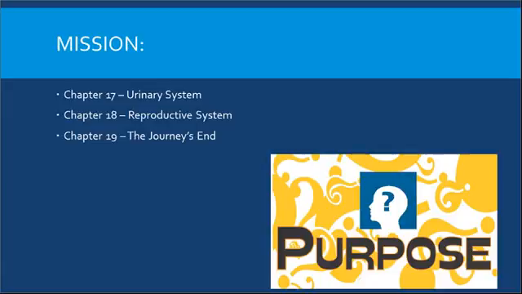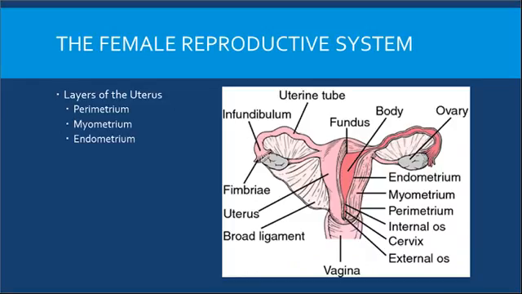So our mission this week are chapters 17, 18, and 19. We're focusing on the urinary system, the reproductive system, as well as what they call the journey's end. It's kind of about aging and just unique features of the body. We are going to go in a little bit different order than what your book does. We're going to start with the reproductive system first.